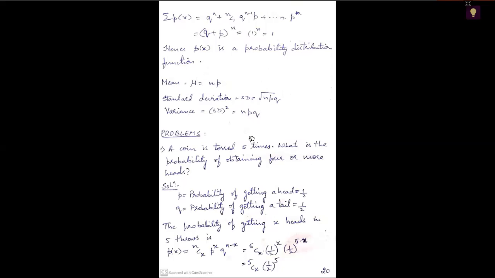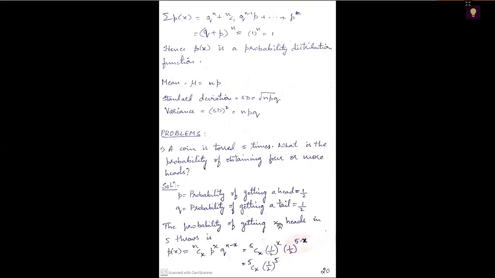Now let us look at the problems here. A coin is tossed 5 times. So what is the probability of obtaining 4 or more heads? So P is the probability of getting a head, that is equal to half. Q is also the probability of getting a tail, so that is equal to half. Now the coin is tossed 5 times. So N is equal to 5 in this case.